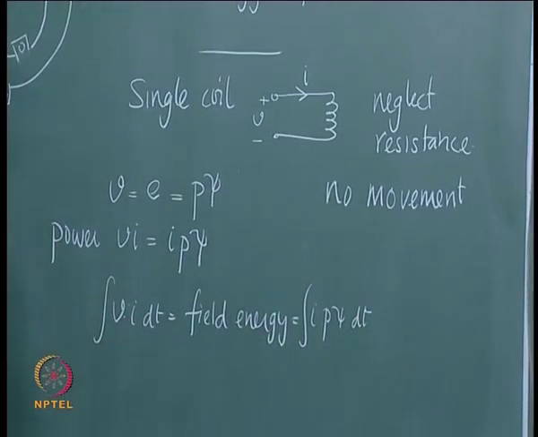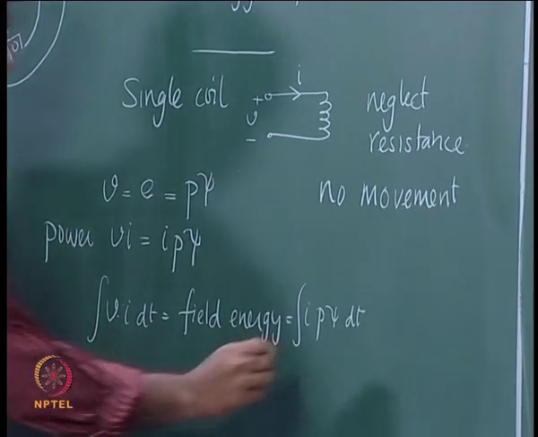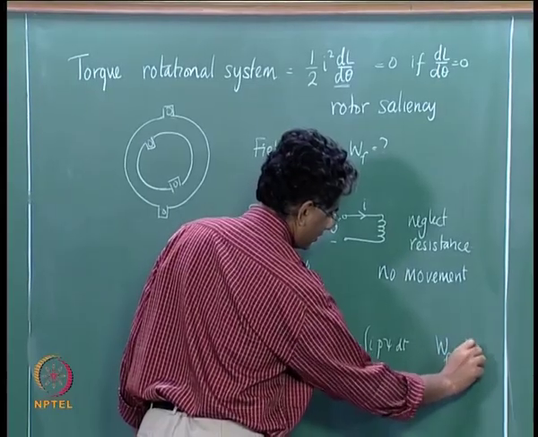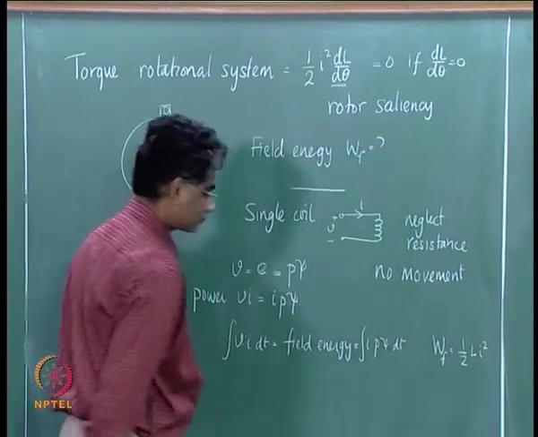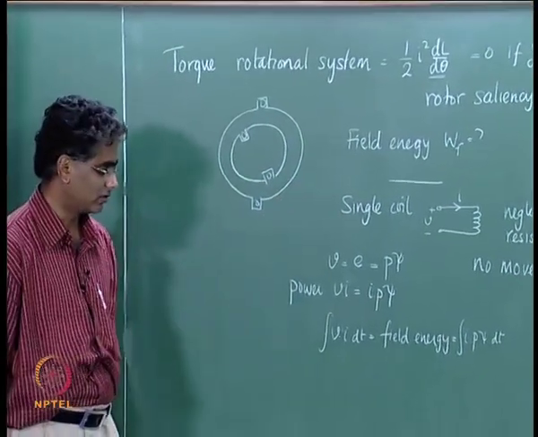We had seen in an earlier lecture that from this one can derive the energy in the field to be half L i squared, in the case where only one single coil is there.